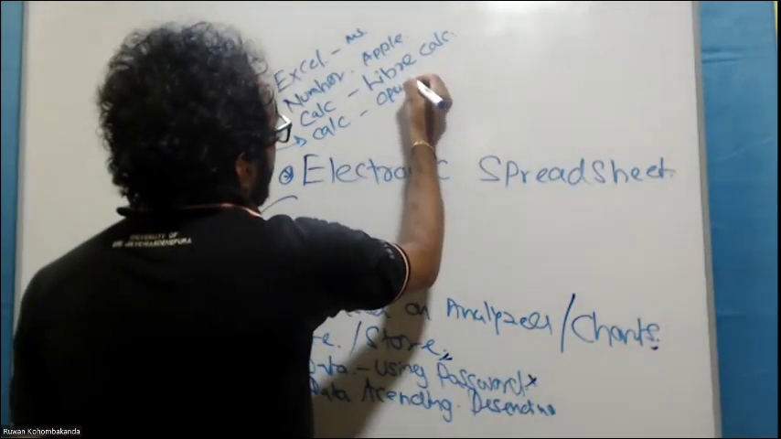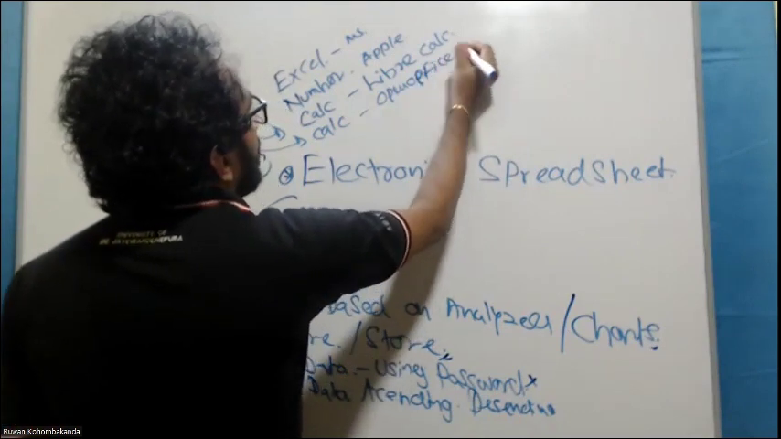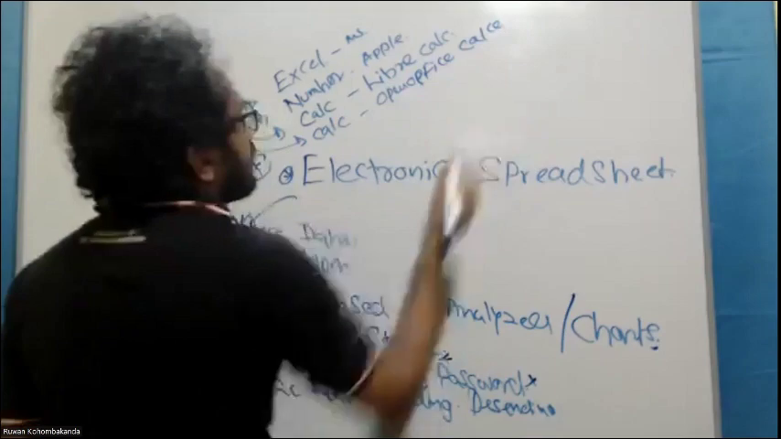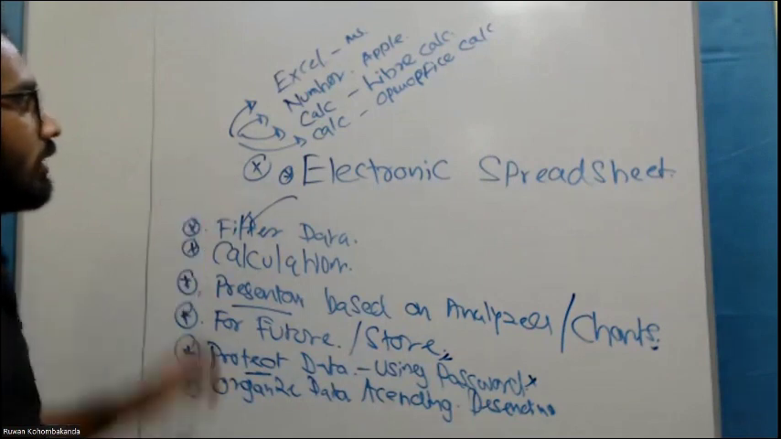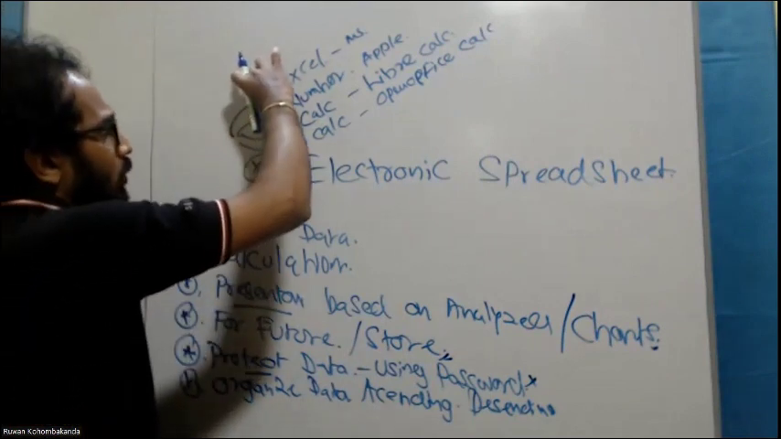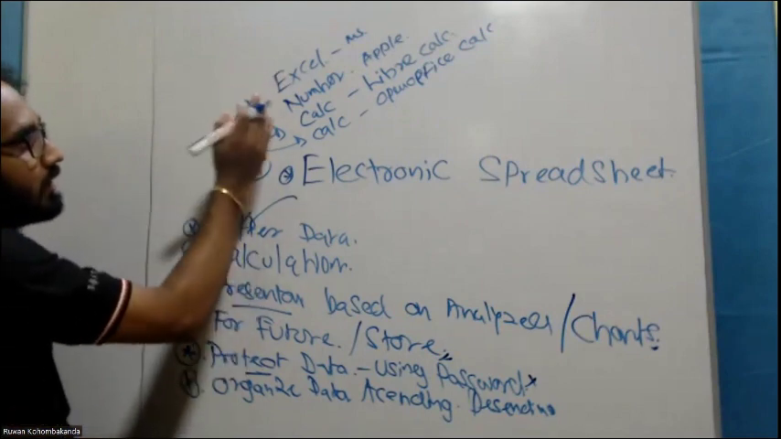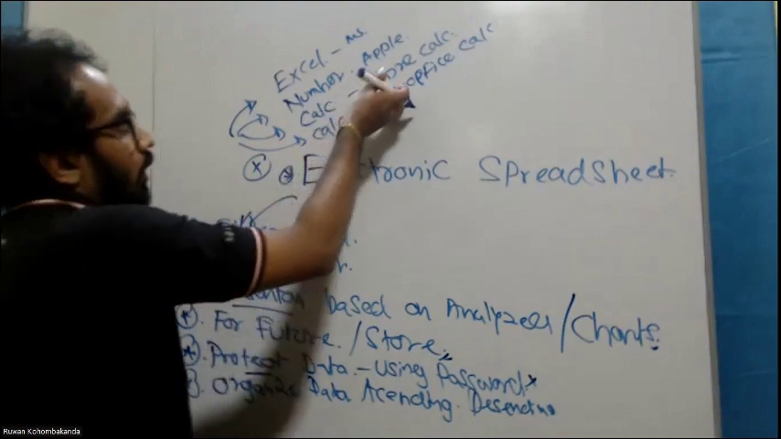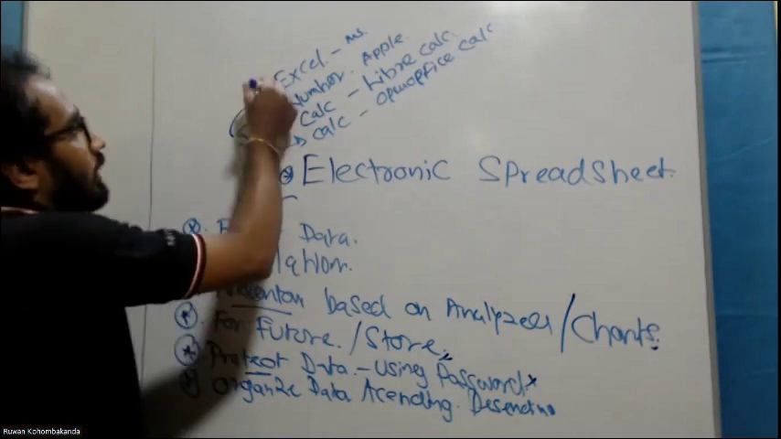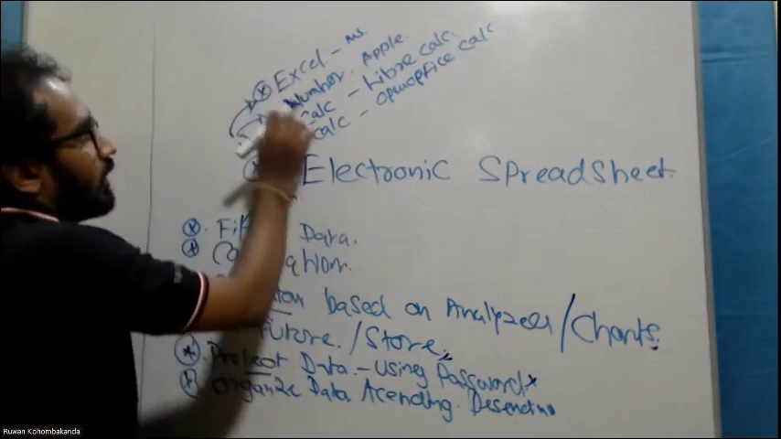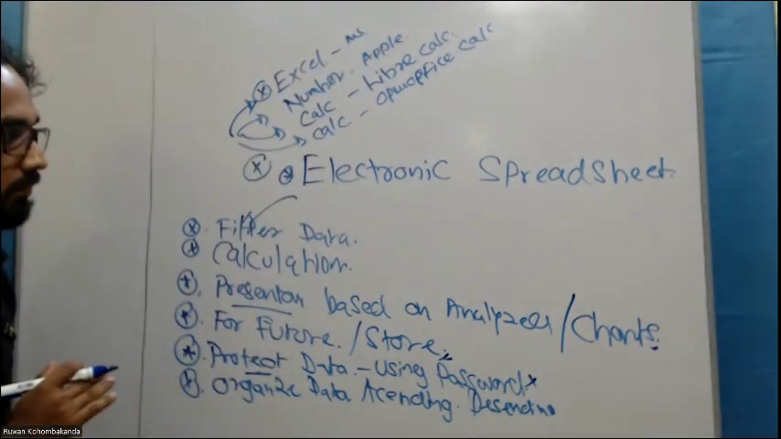OpenOffice Calc, by the Apache organization. These are some examples of tools we can use: Excel, Numbers, LibreOffice Calc, OpenOffice Calc. For this class, we use the electronic spreadsheet introduced by Microsoft Corporation, that is MS Excel.